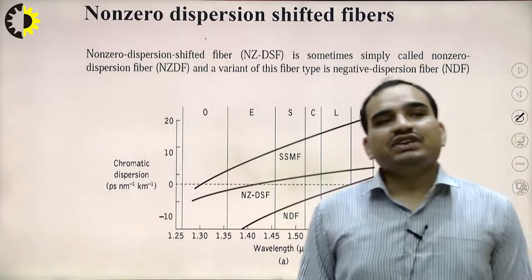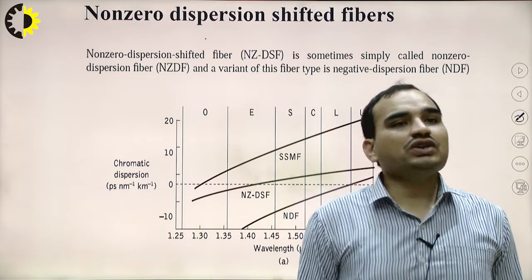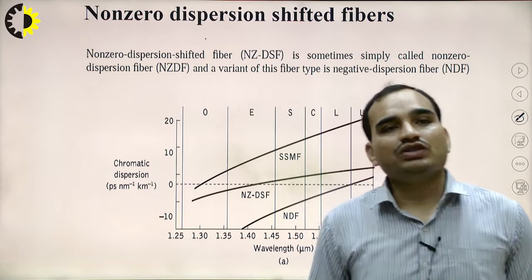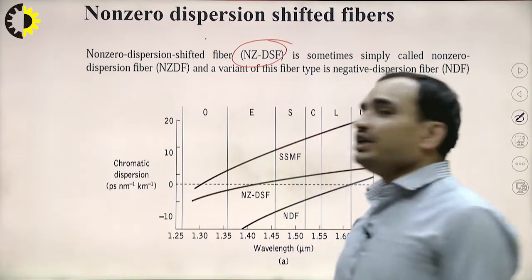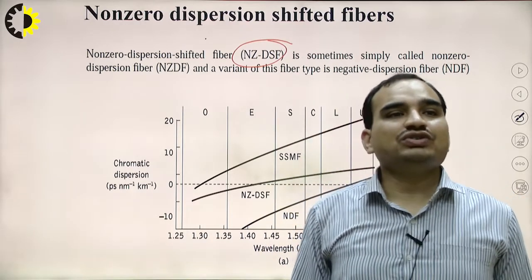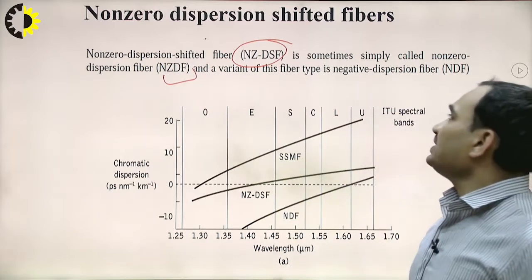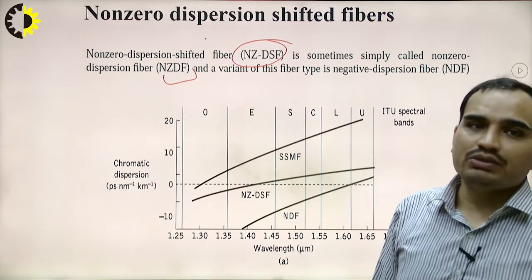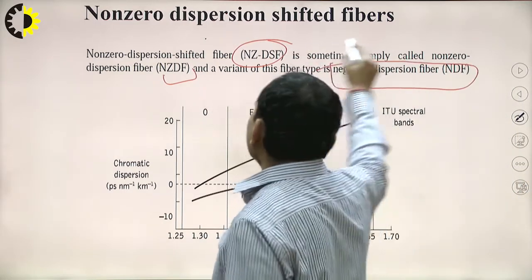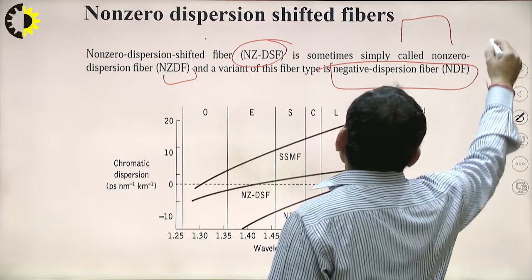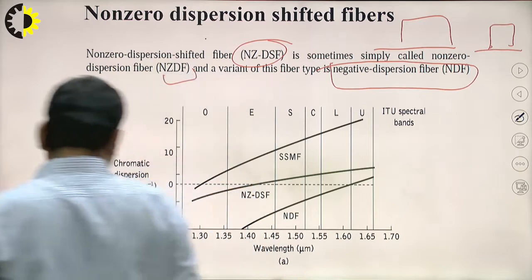So next one is the non-zero dispersion shifted fiber. The non-zero dispersion shifted fiber, also known as NZDSF, is sometimes simply called the non-zero dispersion fiber, that is NZDF, and a variant of this fiber is the negative dispersion fiber. In the negative dispersion fiber, instead of the broadening of the pulses, we are getting the narrowing of the pulses. So that is known as the negative dispersion fiber.